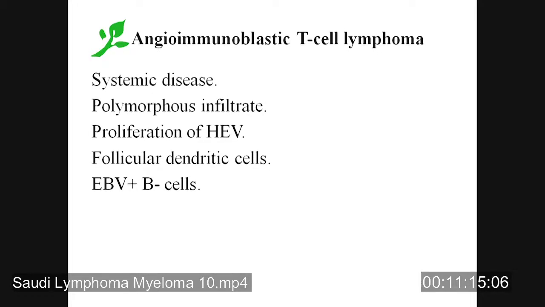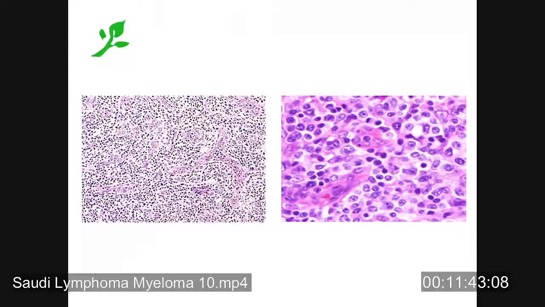Briefly, angioimmunoblastic T-cell lymphoma is the most common nodal T-cell lymphoma, usually affects elderly people, and is a systemic disease. On histology, we see a polymorphous infiltrate, proliferation of high endothelial venules, and expanded follicular dendritic meshworks. This is very characteristic of this type of tumor. Also the EBV positive immunoblast cells. This picture shows the high endothelial venules surrounded by tumor cells. And here we can see some big cells, which most probably are immunoblasts positive for EBV.